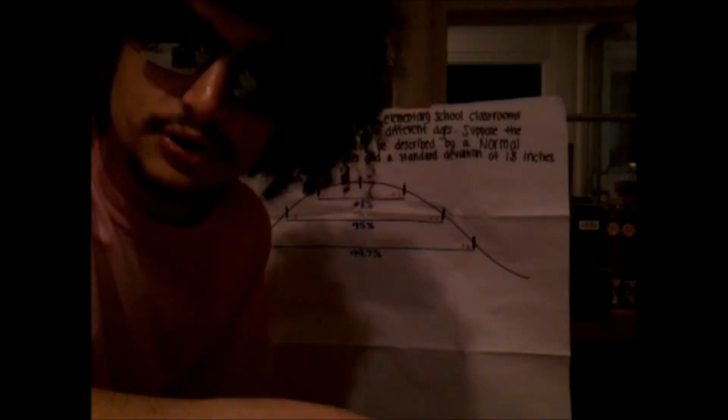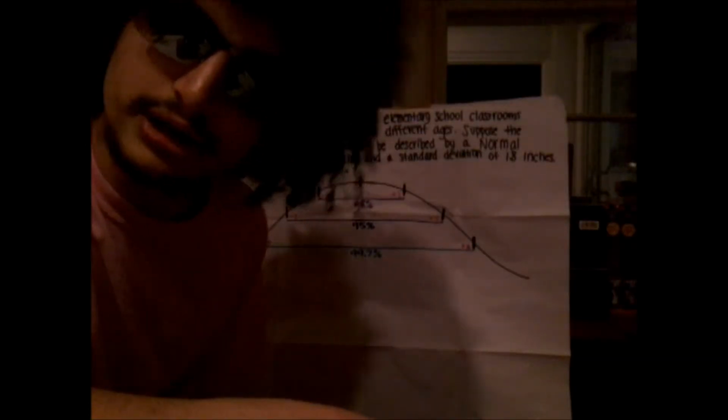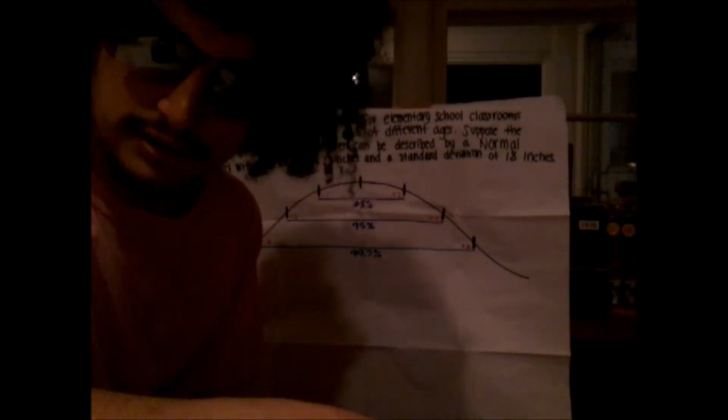No. Find the z-score of a child that is 3 feet tall, or in other words, 36 inches tall. Z-score? A z-score indicates how many standard deviations a value is from the mean. Okay, how do I find it? Just subtract the mean from whatever value you're trying to determine the z-score of, and then divide your answer by the standard deviation.